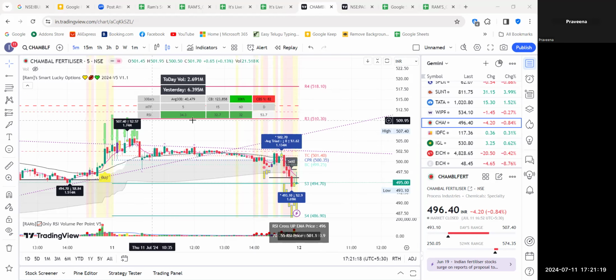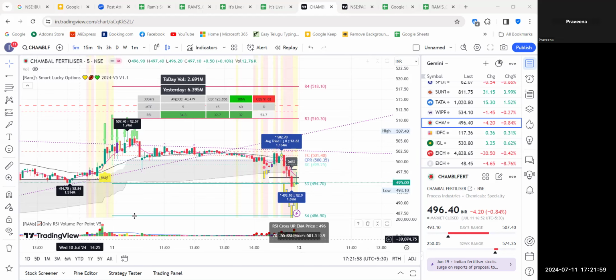And another thing we can consider here is RSI. In 5 minutes time frame, it is 34.3, and in 15 minutes 32.7. In 1 hour, it is 32, and in daily, it is 53.7. So from 5 minutes to 1 hour, the RSI is in buy zone, because according to the RSI principle, many professional traders consider taking an entry when RSI is below 30, and they consider taking exit when RSI is above 70 or 80. So in 5 minutes, 15 minutes, and 1 hour, it is showing an entry.